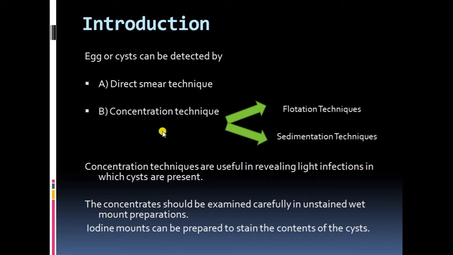In order to detect the eggs or cysts in the stool sample, generally we go for the direct smear technique. In this technique, the stool sample is directly smeared onto the slide and observed under the microscope for the presence of parasite eggs or cysts. However, if the number of eggs or cysts is very low, they may not be present in the microscopic view, so the cause of infection is not identified. In that case, we use concentration techniques.